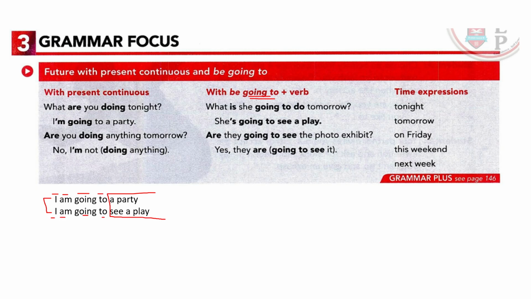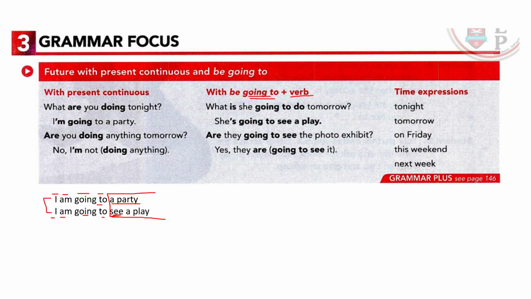Okay? So we can identify a present continuous sentence using going to because after the to, we don't have a verb. We have a place. I am going to a party. A party is an activity. It's not a verb. Okay? But when we have the going to that we normally use for the future, after the to, we have a verb. I am going to see. See is a verb. It's an irregular verb. I'm going to see a play.